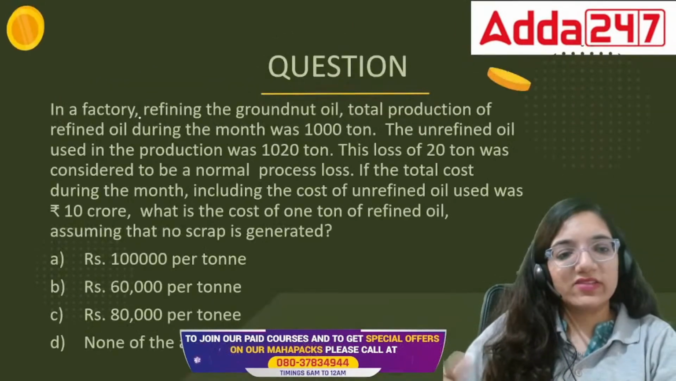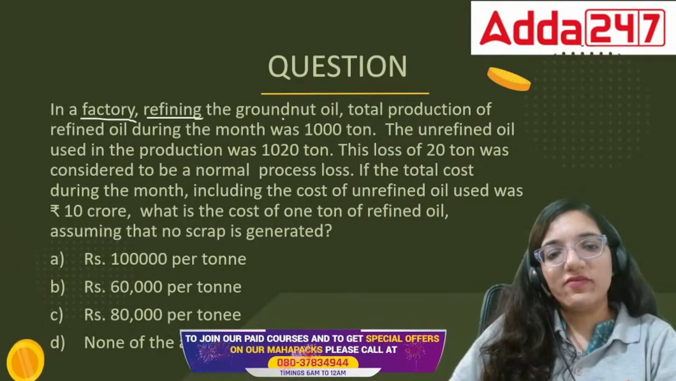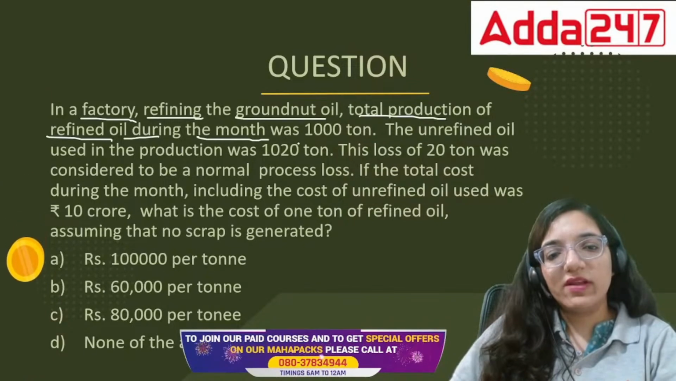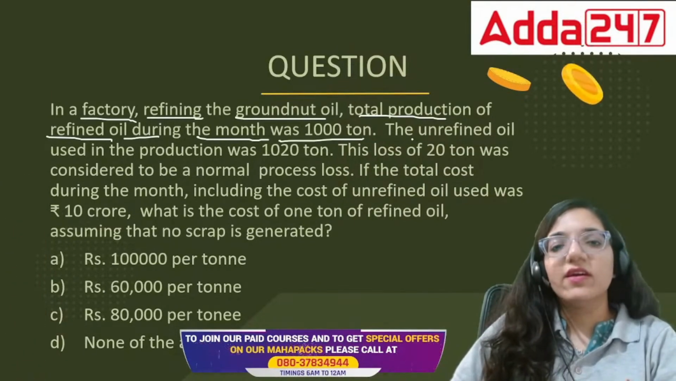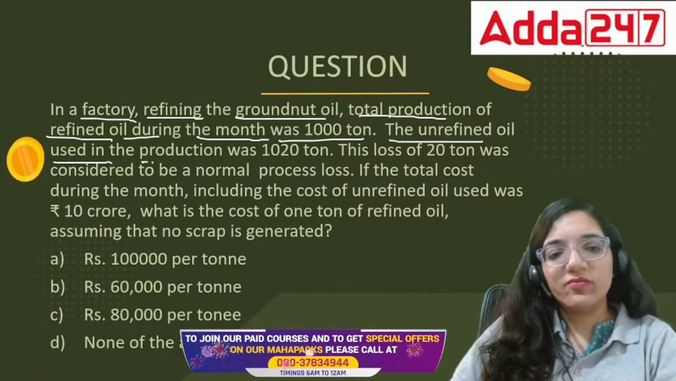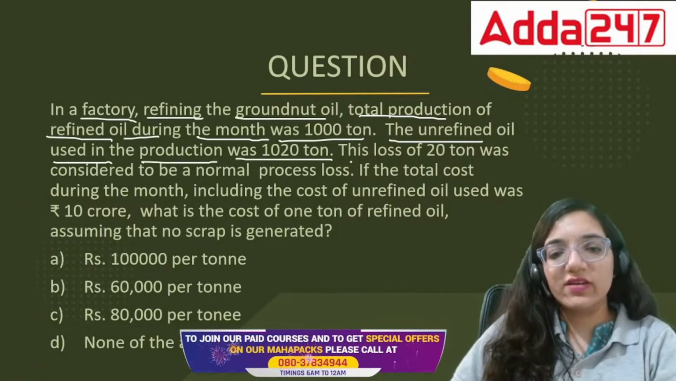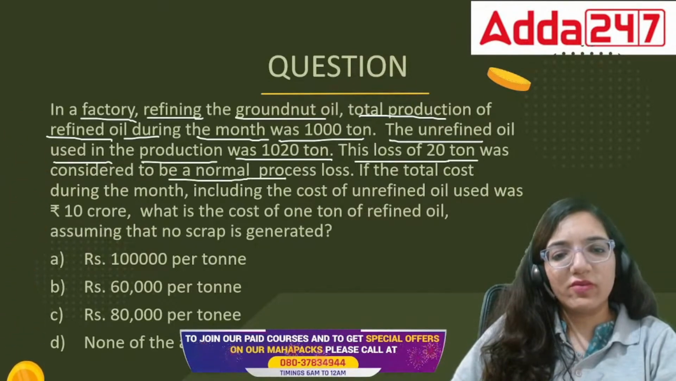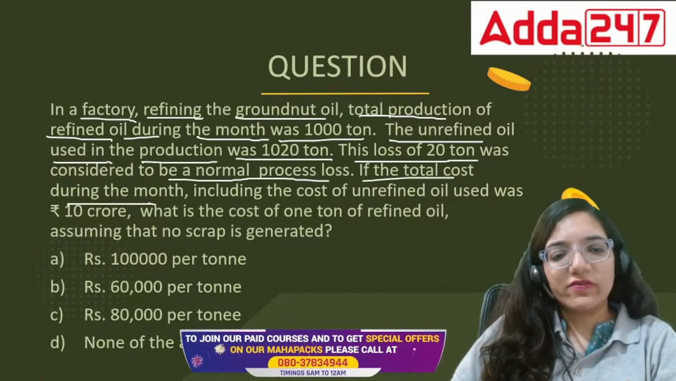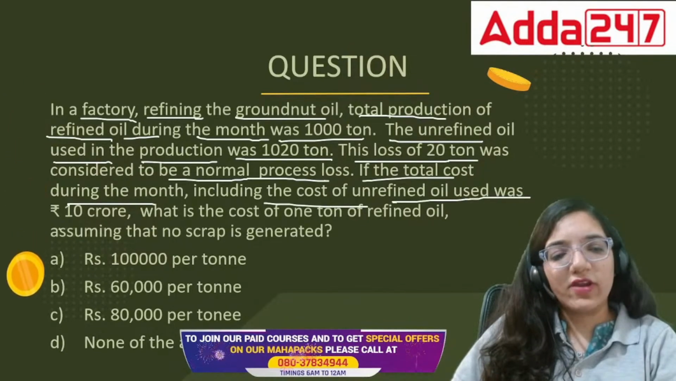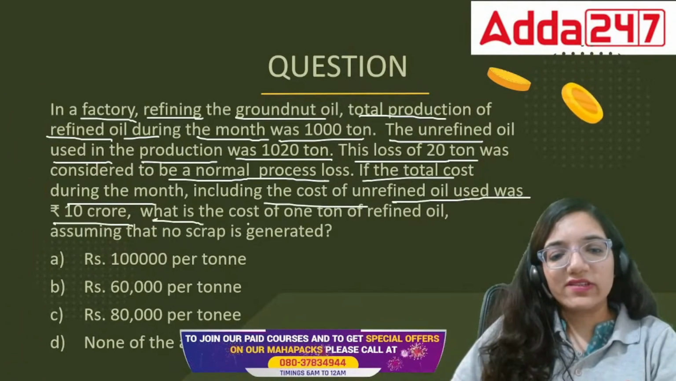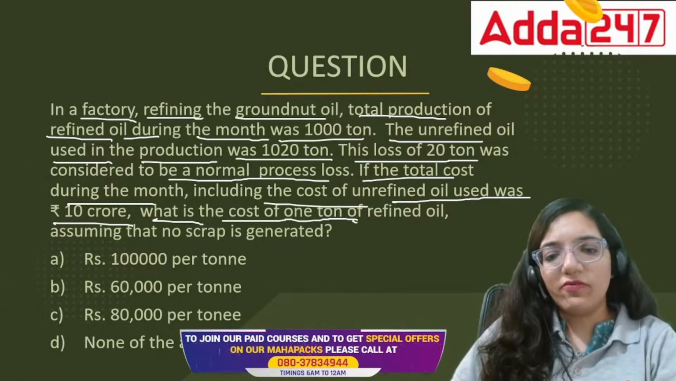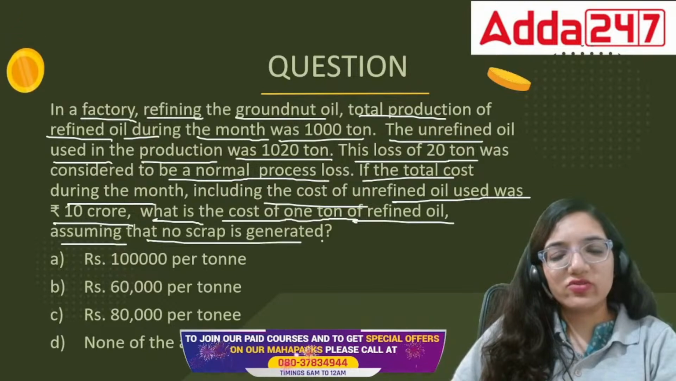Okay, everyone. Next question. In a factory refining the groundnut oil, total production of refined oil during the month was 1000 ton. The unrefined oil used in production was 1020 ton. This loss of 20 ton was considered to be normal loss. If the total cost for the month for the unrefined oil was 10 crore, then what is the cost of 1 ton of refined oil, assuming there is no scrap?